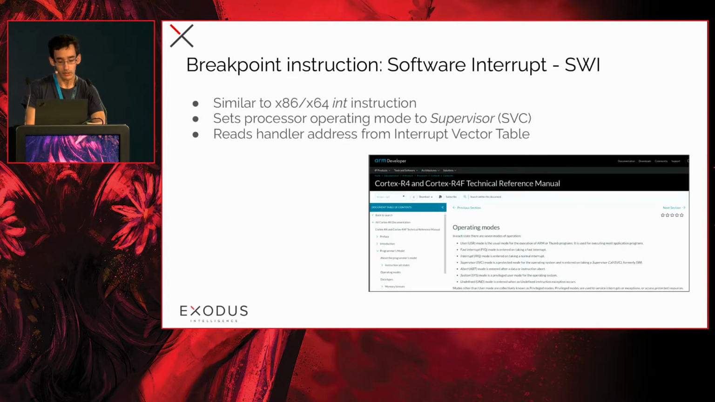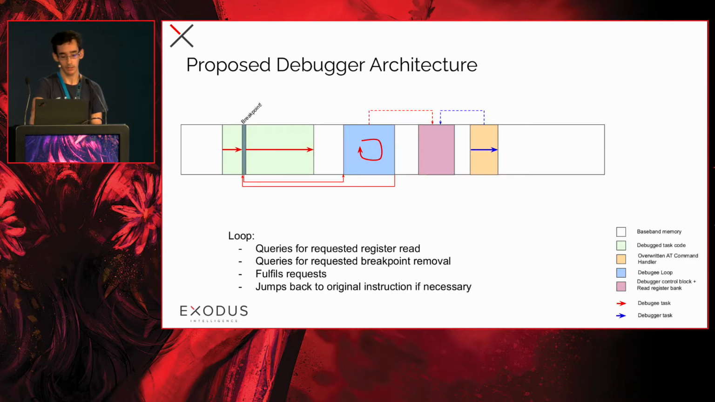and if the debugger instructs the debugged task to replace its own trap instruction on breakpoint removal, it is also going to do so. The breakpoint instruction that we are using is software interrupt, SWI, also known as SVC, and it's kind of similar to the x86 or x64 int instruction. And when executed, the processor operating mode is going to become supervisor, or SVC, and execution is going to be resumed at the address fetched from the interrupt vector table corresponding to the SVC handler.